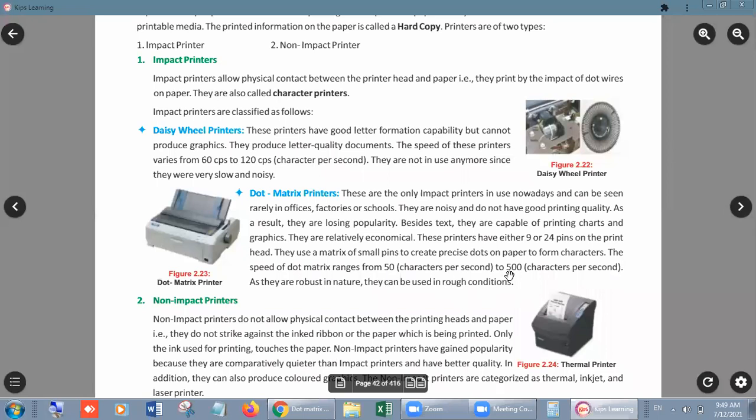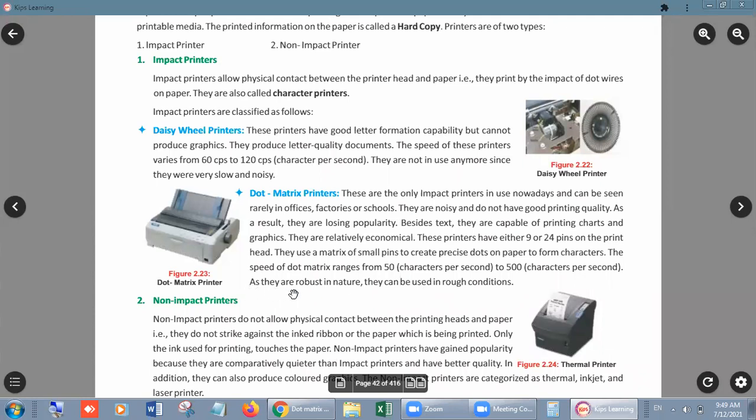You can see it was very fast. Then daisy wheel printer. In daisy wheel printer, we have maximum 120 CPS. But in dot matrix printer, we have up to 500 characters per second, 500 CPS.